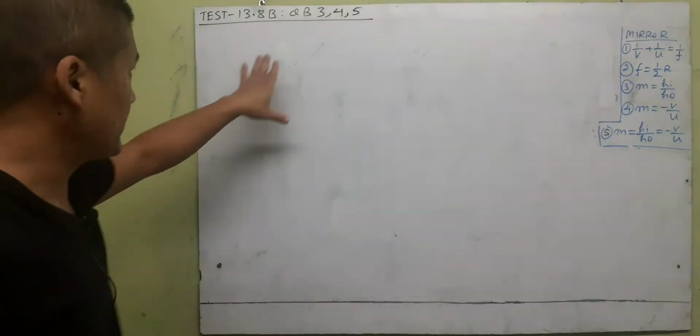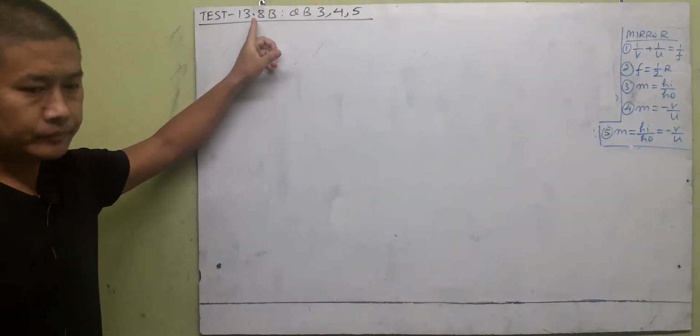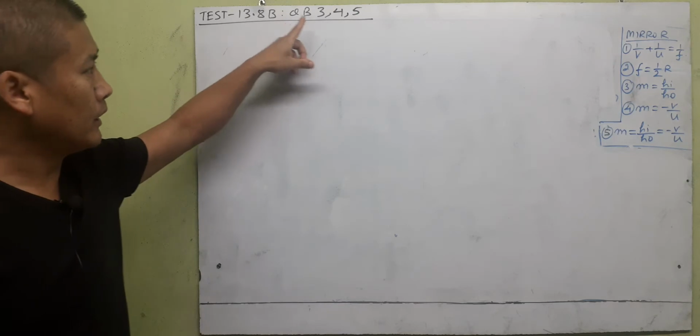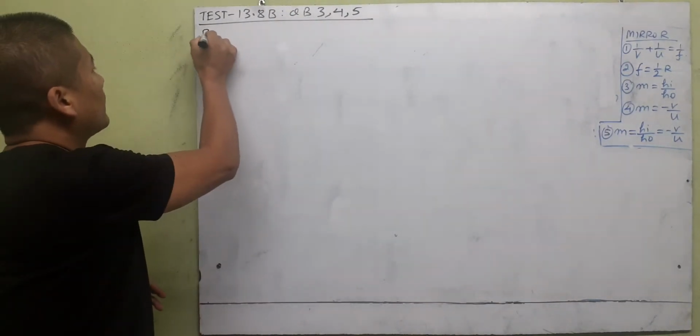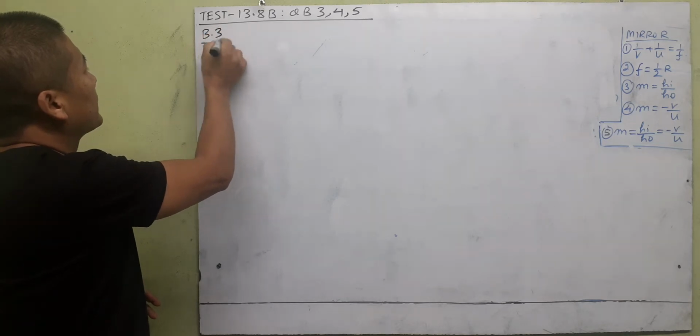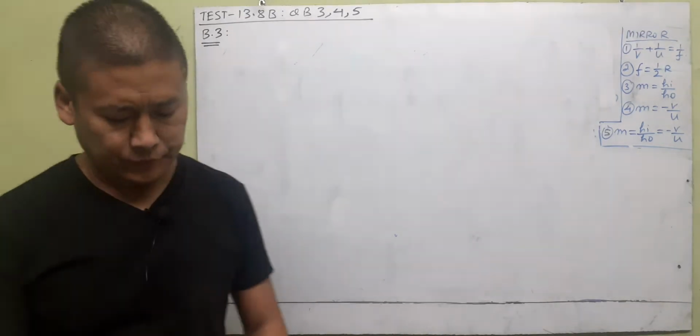Okay, so here in this class we'll do the portion 4, this test 13.8B, these questions. Okay, let us start with the first one, B3. Let me read the question for us.